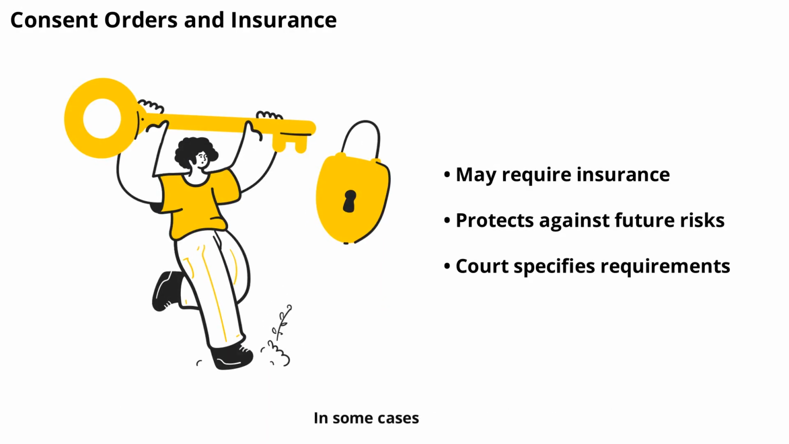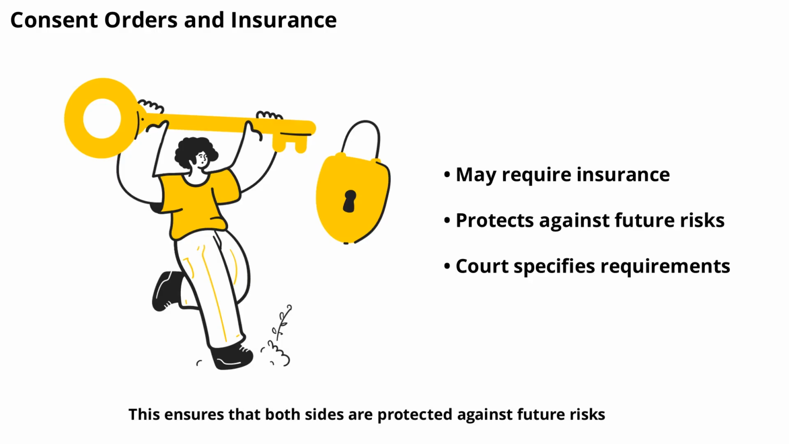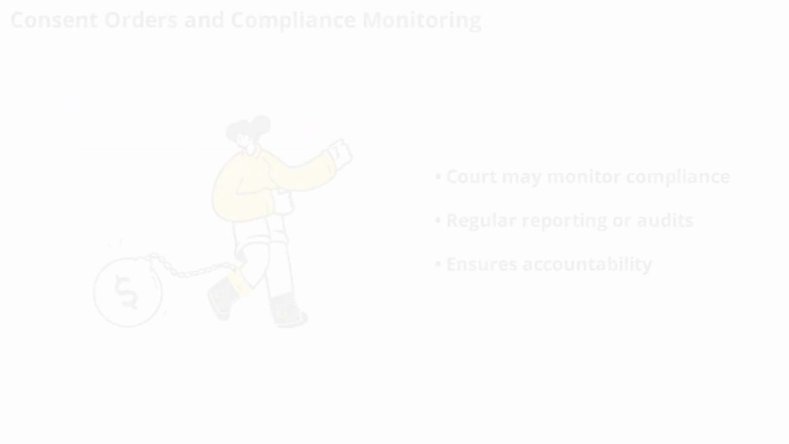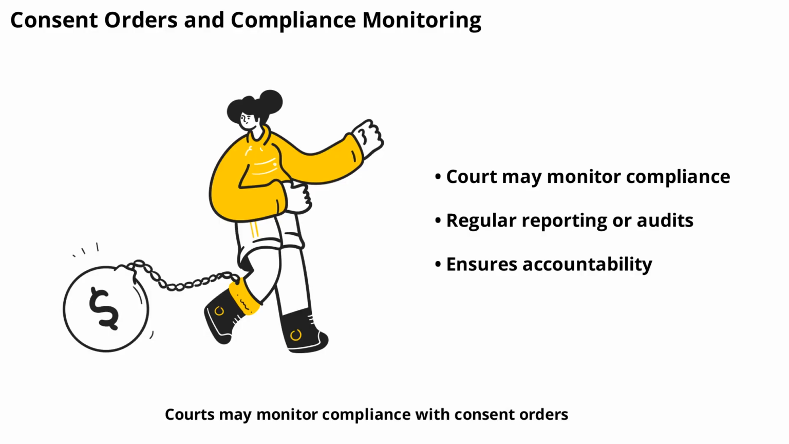In some cases, consent orders may require parties to maintain insurance, such as in business or property settlements. This ensures that both sides are protected against future risks. The court can specify the type and amount of insurance required, providing an extra layer of security for everyone involved. Courts may monitor compliance with consent orders, especially in complex or ongoing cases. This can involve regular reporting, audits, or check-ins to ensure both parties are fulfilling their obligations. Compliance monitoring helps maintain trust and accountability and provides a mechanism for addressing problems if they arise.